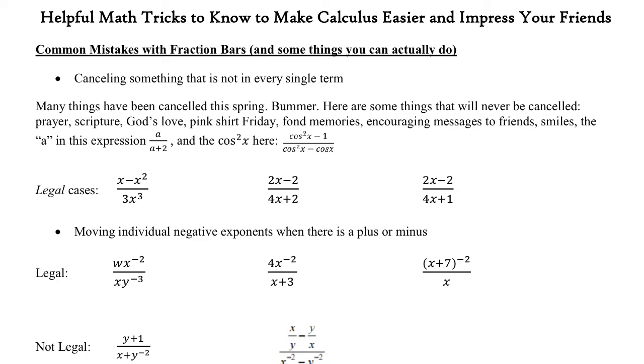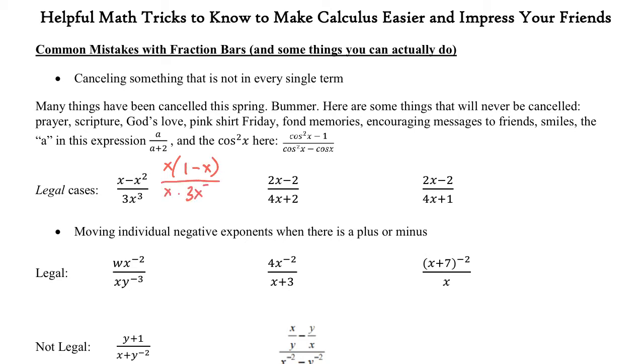Down on this next line, though, legally, you can cancel this x because it's in all three terms. There's an x, and there's an x in this term, and there's an x down here. There are three terms within this one fraction, and so you can cancel the x. What you're technically doing is factoring out the x on top and bottom.